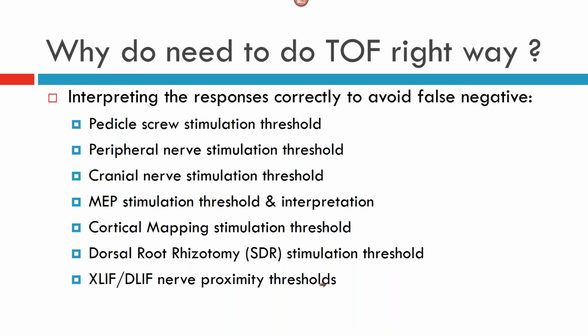So why do we need to do train of 4 the correct way? Because of the interpretation of the responses, to avoid a false negative result. It can have bad effects. Stimulation threshold, they all depend on your train of 4. Peripheral nerve stimulation, if you're doing tethered cord or rhizotomy or any type of peripheral nerve tumors. Cranial nerve stimulation, if you're doing CPA tumor, microvascular decompression, and motor evoked potential, cortical mapping, rhizotomy, XLIF, DLIF, all these. So all these factors we listed, and all the drugs, all the pathologies, all the agents interfere with your train of 4. They will interfere with your EMG, they will interfere with your trigger EMG, and they will interfere with your MEP.